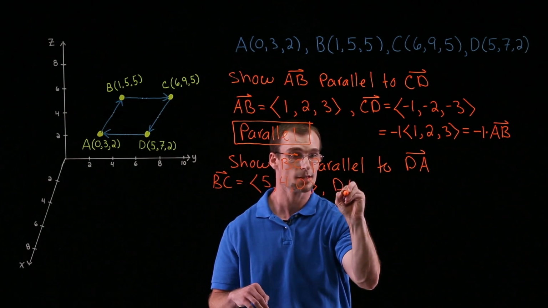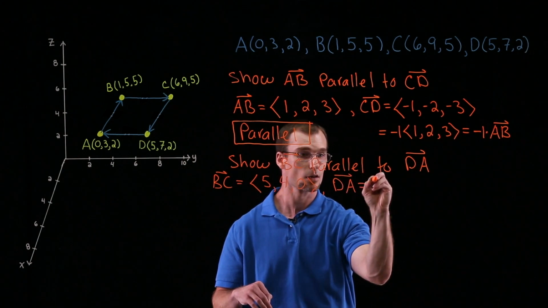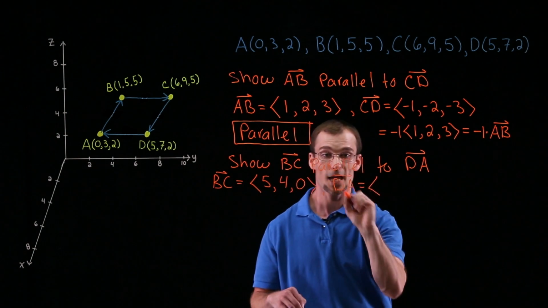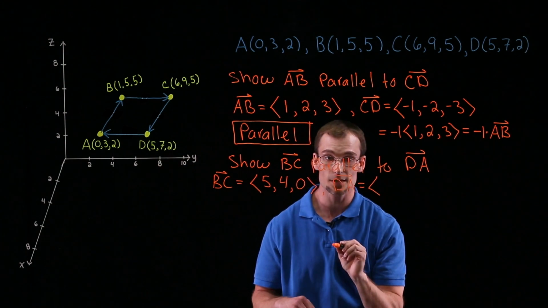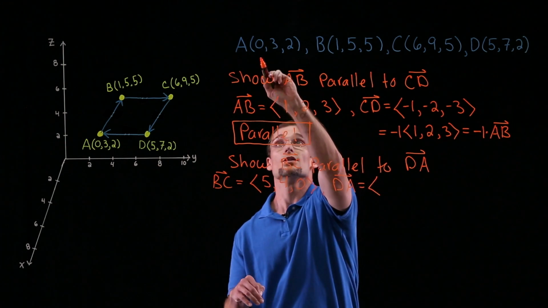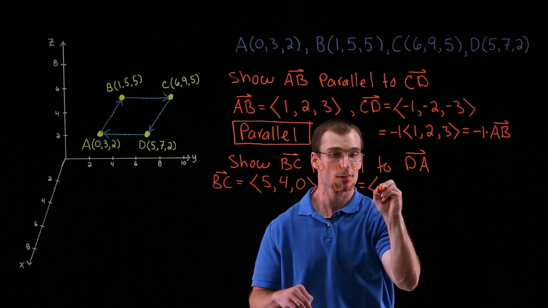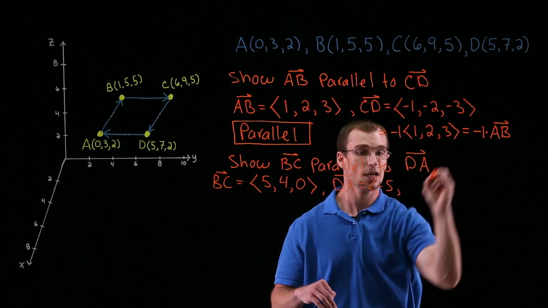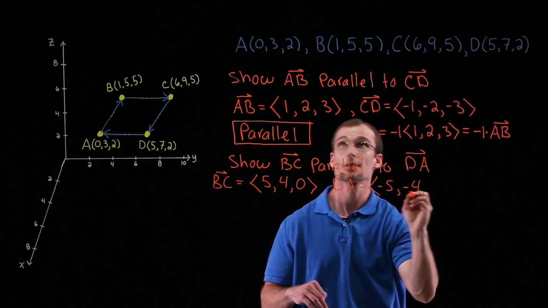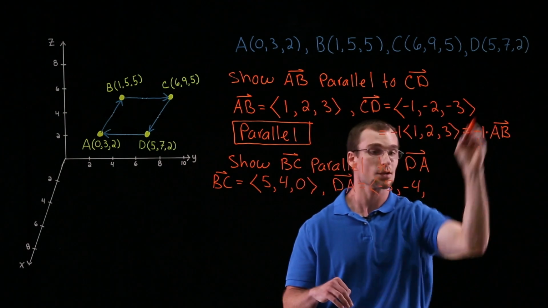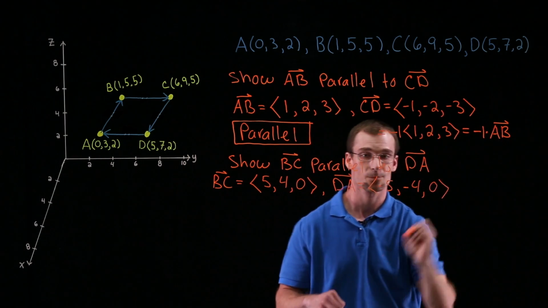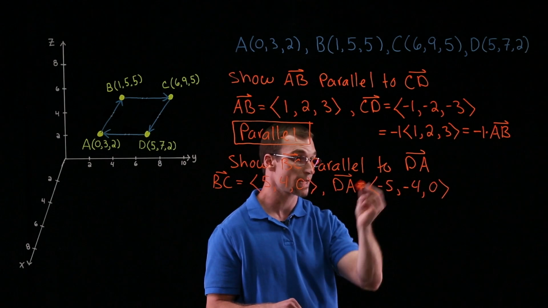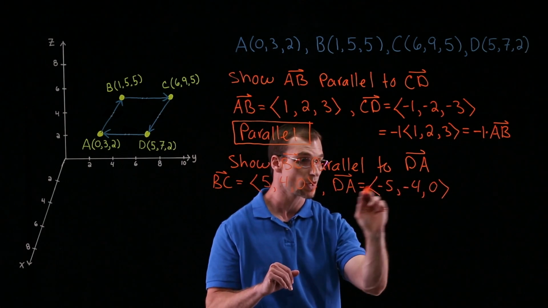Okay, and our vector from D to A, same thing. A being the terminal point, D being the initial point. So 0 minus 5 gives us negative 5. 3 minus 7 gives us negative 4. And 2 minus 2 gives us 0.